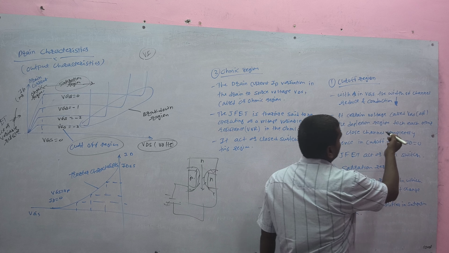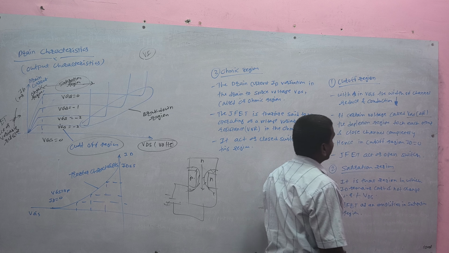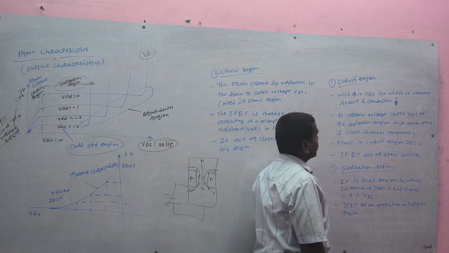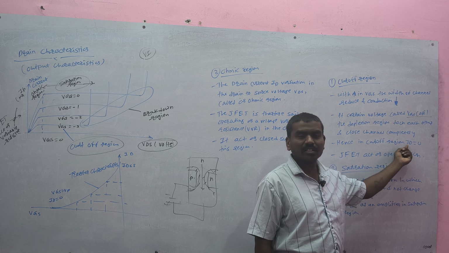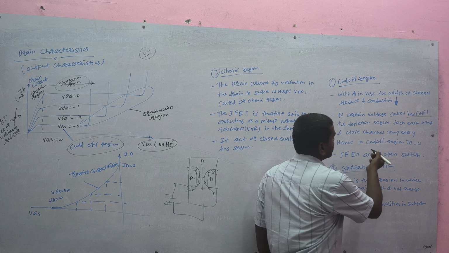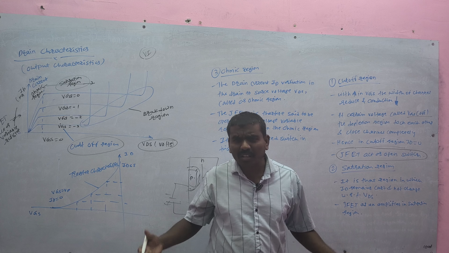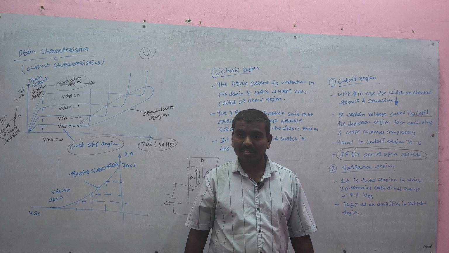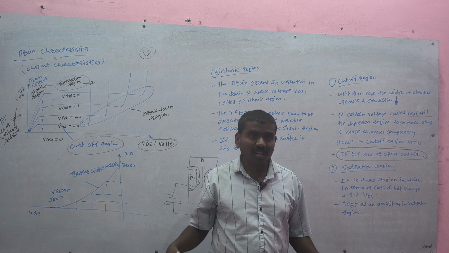At a certain voltage called VGS off, the depletion regions touch each other and there is no channel. That means the channel is pinched together, and ID, the drain current, is 0. That region is known as the cut-off region. So in this region, JFET acts as an open switch. That means it does not work. There is no current flowing through it. It acts as an open switch.